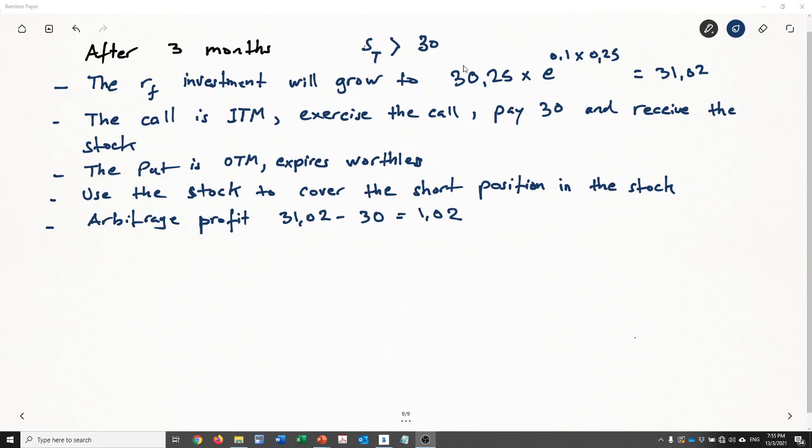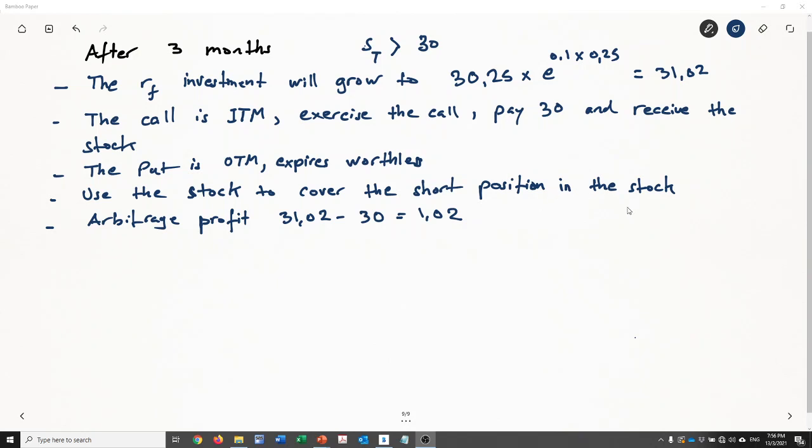Now let's take the first case, when ST is greater than 30. Well, the risk-free investment will grow to 31.02. The call option will be in the money because ST is greater than 30, so it makes sense to exercise the call option. So we will exercise the call option, we will pay 30, and we will receive the stock. How about the put option? Well, since ST is greater than 30, the put option will be out of the money, which means it will expire worthless. Now, I will use the stock that I bought by exercising the call option to cover the short position in the stock.